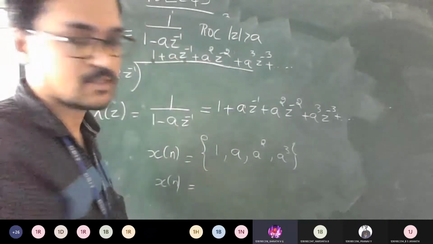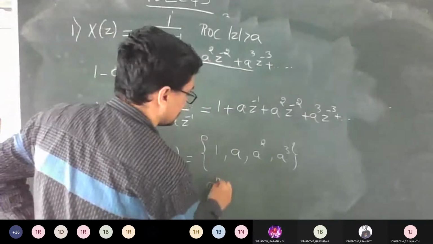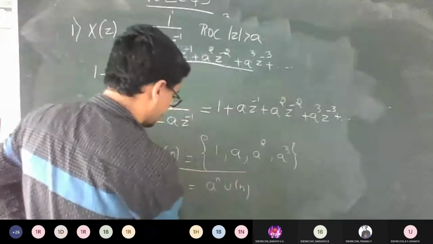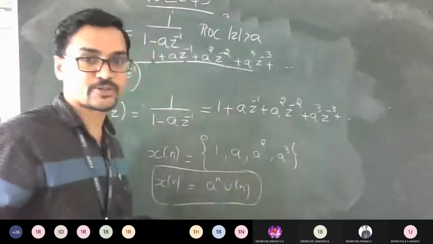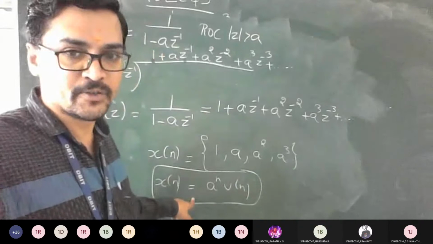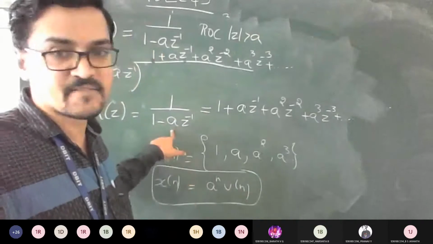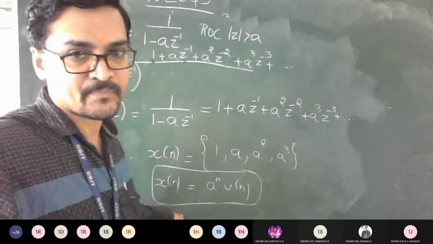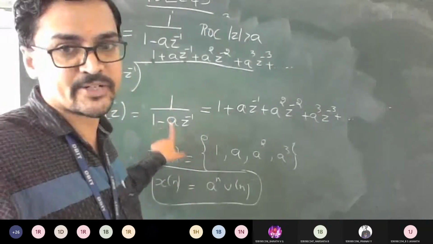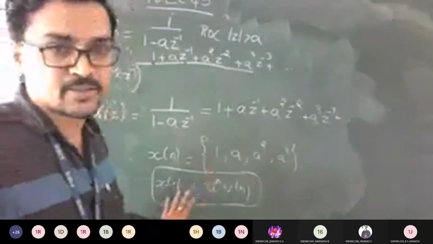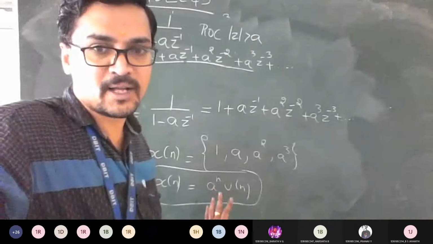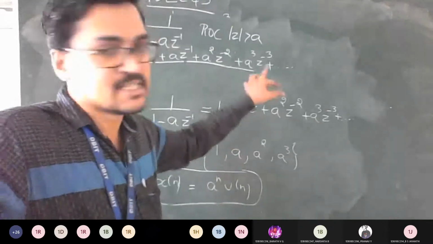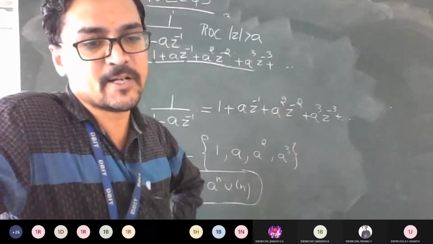Is it like a power into u of n? Yes, sir. So you can conclude the answer in this way. See, earlier what you used to do? They used to give x of n for you, and from this you used to get x of z, correct? Now it's a reverse concept. From the answer you have to get back the question, that is converting frequency domain to time domain. So I hope you got the logic of how to perform the long division technique if it is z greater than a. Am I clear till here?